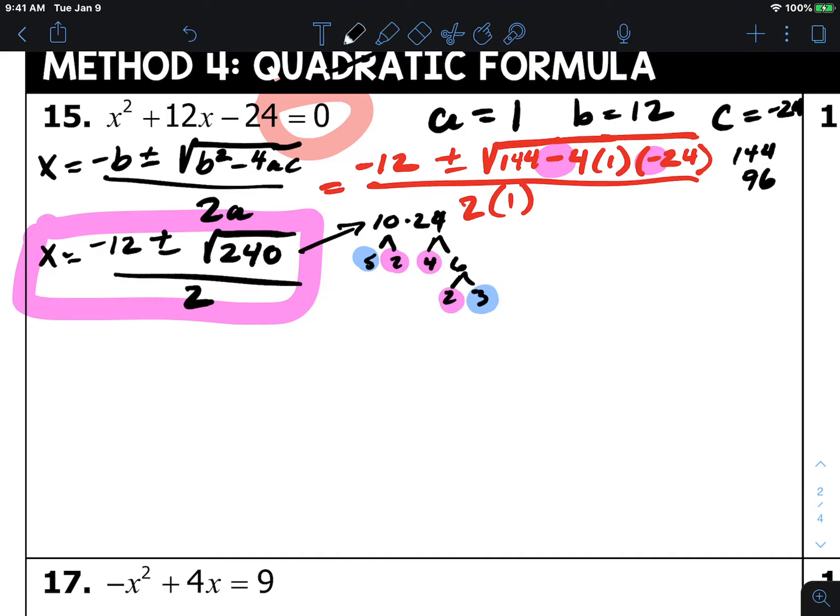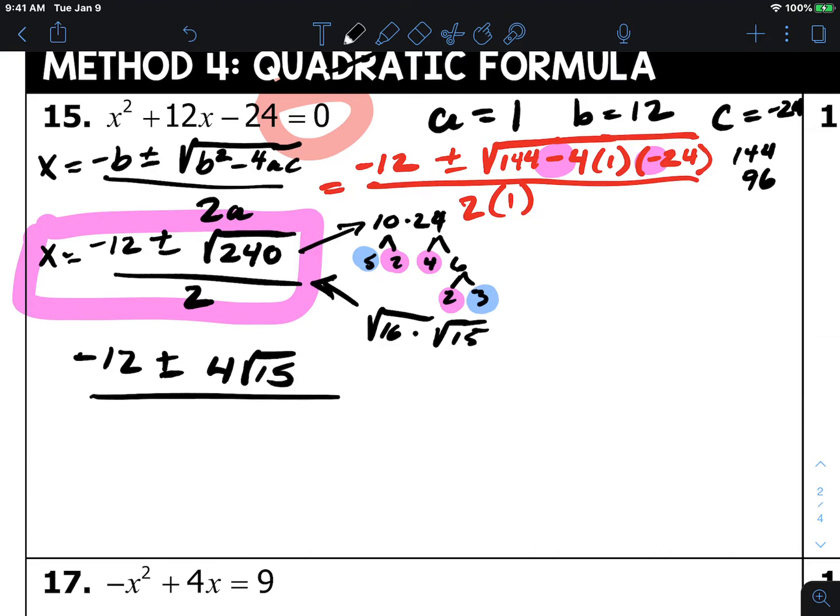All right, so what does that mean 240 is? 240 is the square root of 16, 2 times 2 times 4, times the square root of 15. So out of 16, that's going to become a 4. So this is going to be negative 12 plus or minus 4 radical 15, all over what? 2. Done.